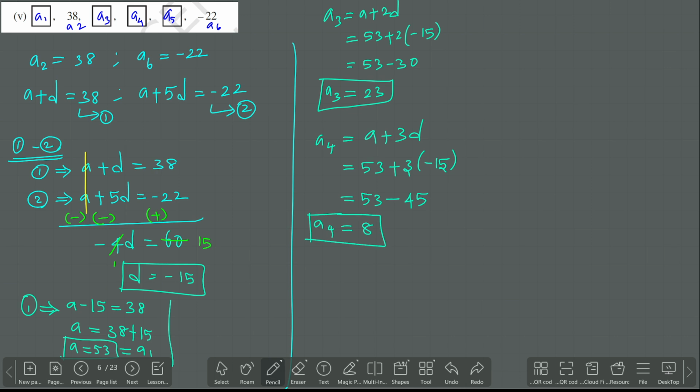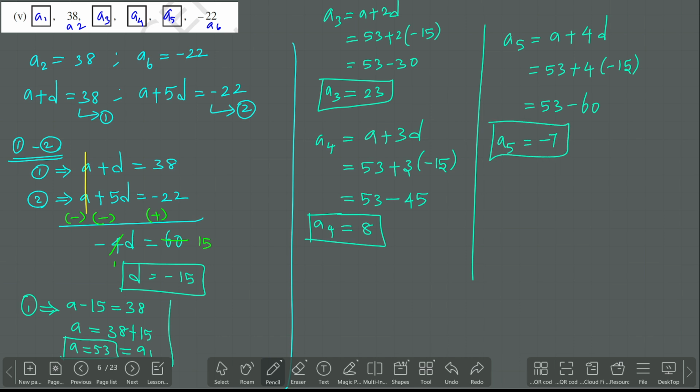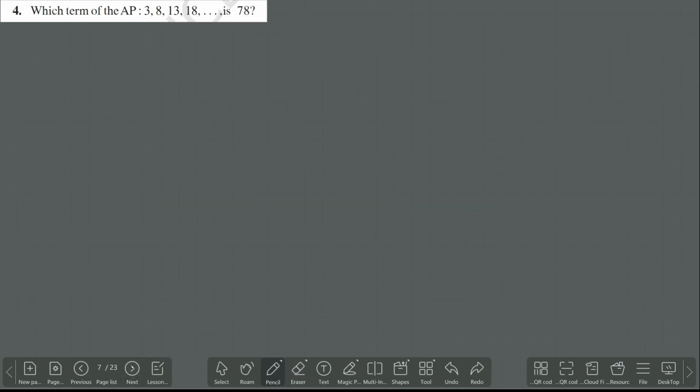Next A5. Where am I going? A5. A5 means A plus 4 times D. A value 53 plus 4 times D value minus 15. So 53 minus 4 15s are 60. Minus 7. The highest number contains the negative. So minus 7. Is everything over? I'm right. Now next one we are going. What is the fourth one? Which term? Here it is very important, you underline which term.